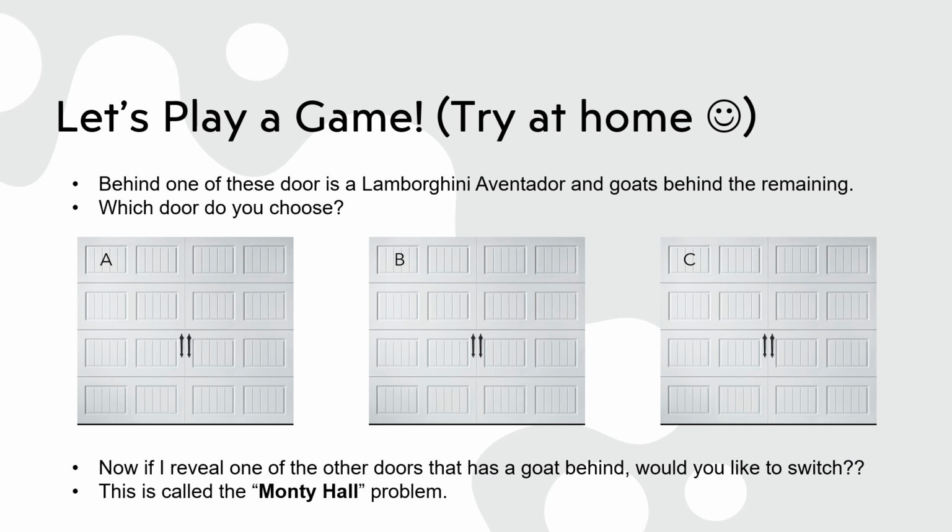The host, Monty, knows what's behind each door. Monty then opens one of the other 2 doors, say door 3, to reveal a goat. Monty now asks, would you like to stick with your original choice, door 1, or switch to the other unopened door, door 2? What would you do? Should you stay with your original choice or switch to the other unopened door to maximize your chances of winning?